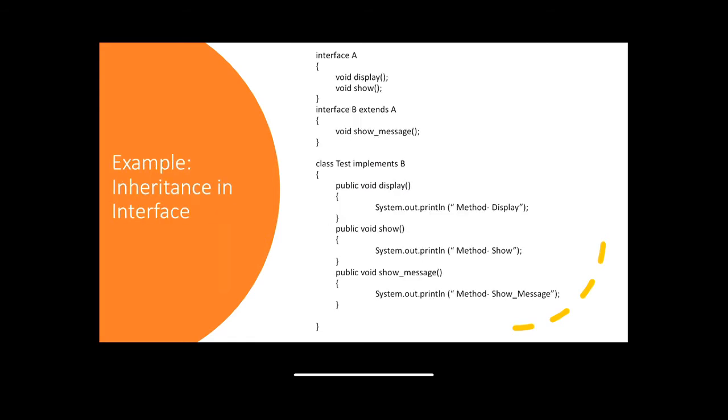In this example, we can see that interface A is inherited by interface B using the extends keyword, and class test, which is inheriting interface B, has to provide all the definitions of interfaces A and B, else it has to be declared as abstract. Over here, you can see that class test is giving definitions to the display and show methods of interface A and the show message method of interface B.